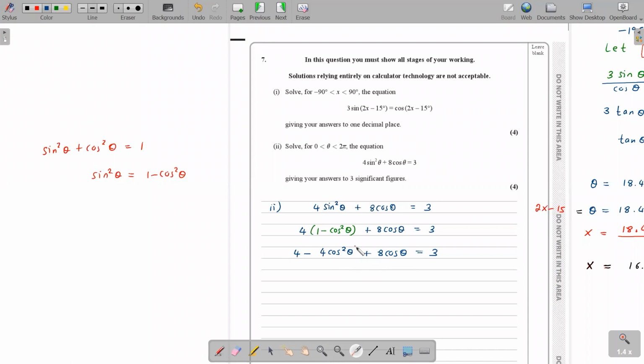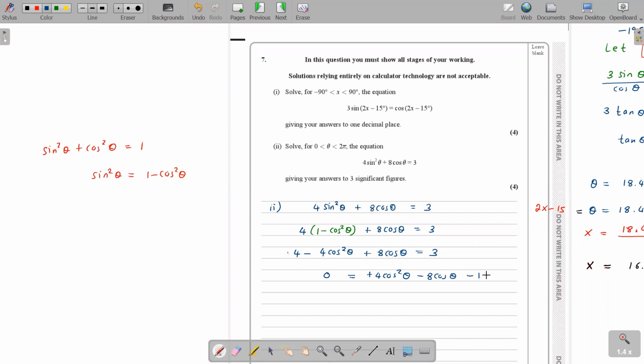Should I take everything to the other side? And let's make it a positive cos square theta. So I get here 0. Shall I rearrange and write? Minus 4 cos square theta goes as plus 4 cos square theta. Plus 8 cos theta goes as minus 8 cos theta. The plus 4 goes as minus 4. 3 minus 4 means minus 1.